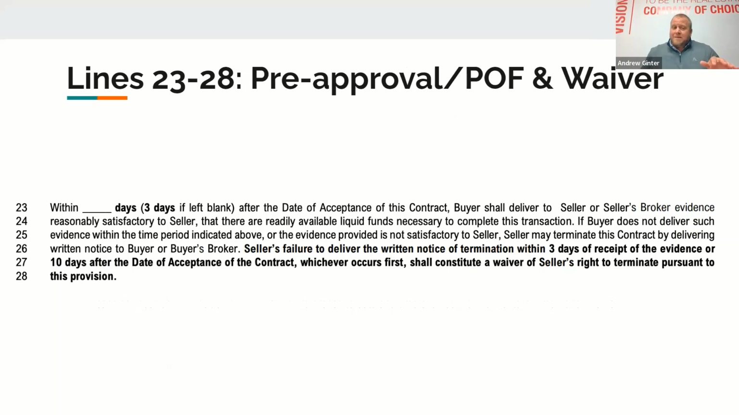You'll see in a lot of places where you have to fill in an amount of days. You see right there on line 23, blank days, and then it says 3 days if left blank. All throughout this contract, anytime you have to put in an amount of days, if nothing gets put in there, there is a kind of diverted standard that, okay, this is what it's going to be if you didn't fill anything in.